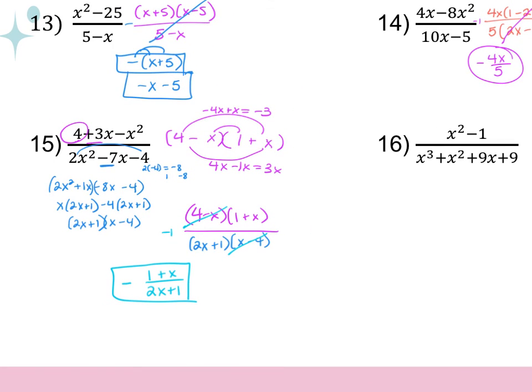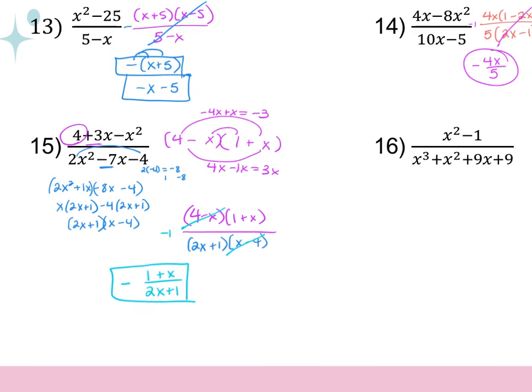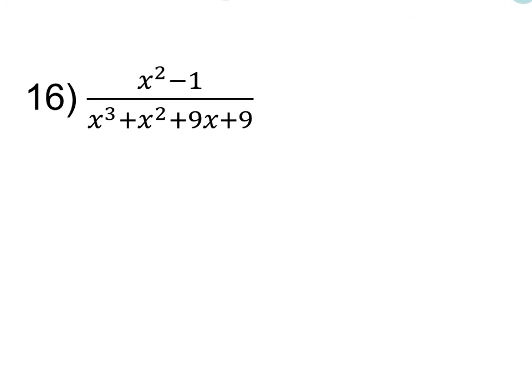All right, everybody still okay? All right, last one. 16 says x squared minus 1 over x to the third plus x squared plus 9x plus 9. Now we're doing difference of two squares and factor by grouping. You try it. See how far you can get.